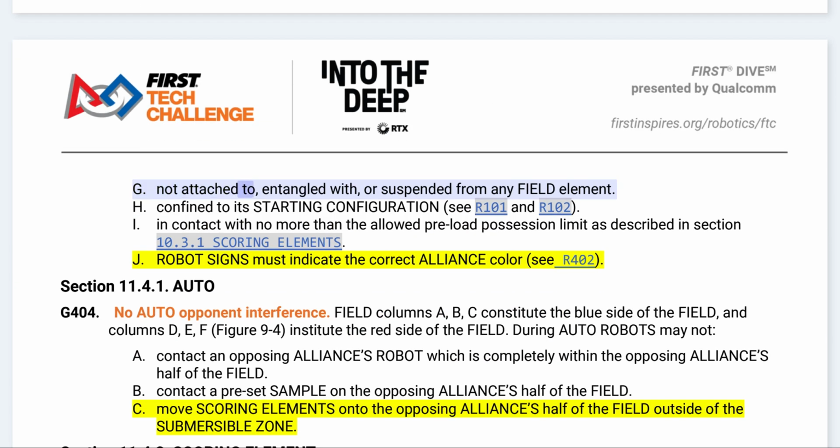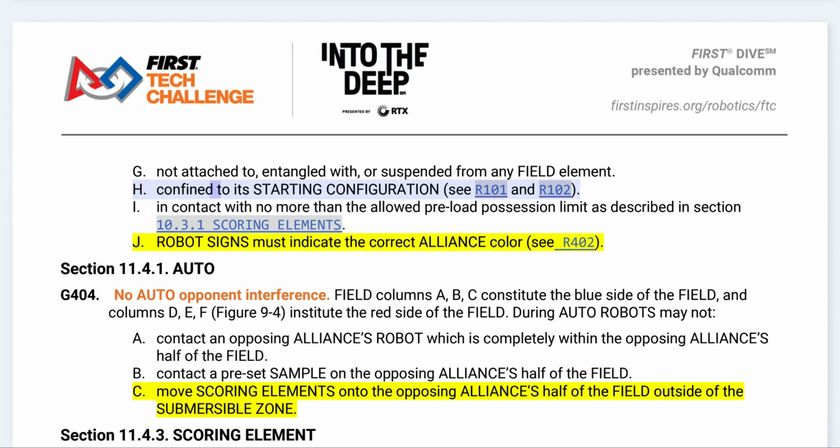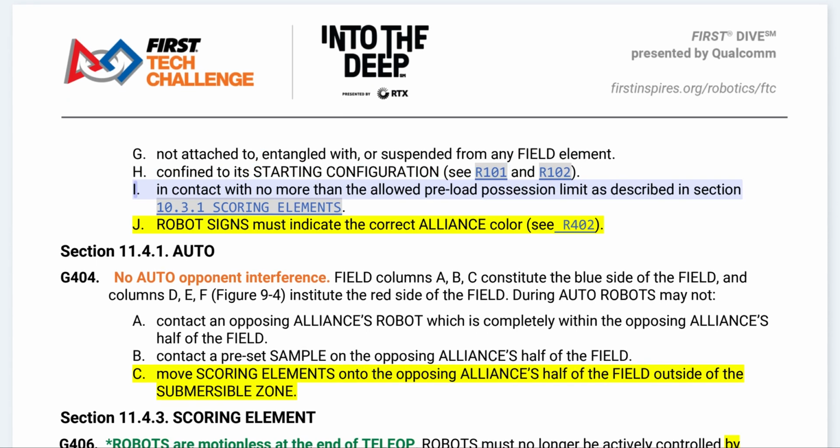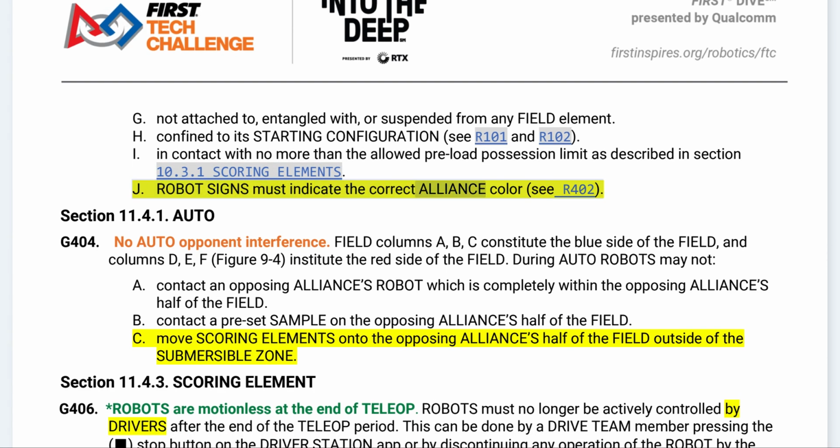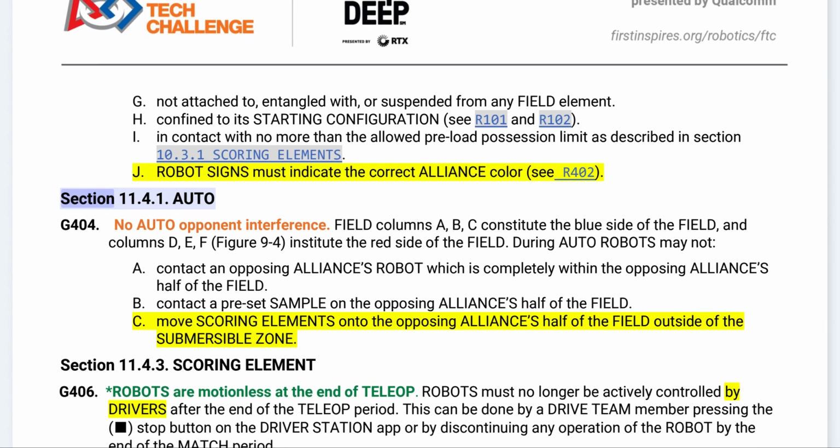Not attached to, entangled with, or suspended from any field element. H. Confined to its starting configuration, CR101 and R102. I. In contact with no more than the allowed preload possession limit, as described in section 10.3.1 Scoring elements. J. Robot signs must indicate the correct alliance color, CR402.